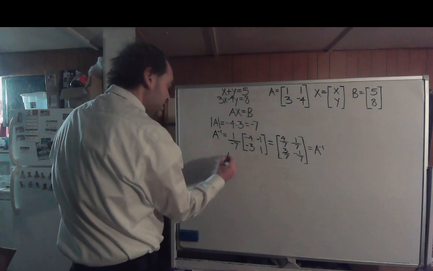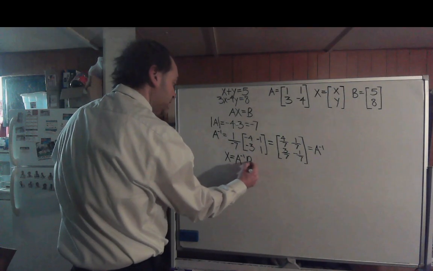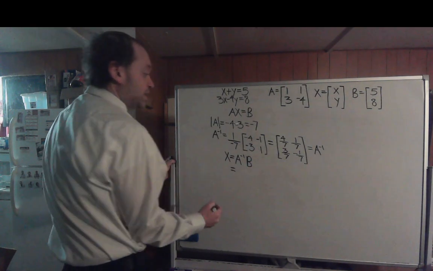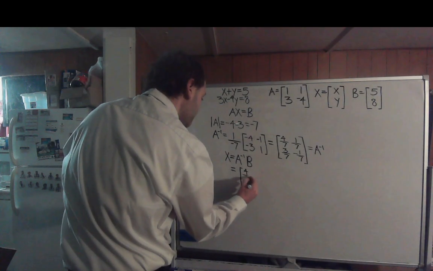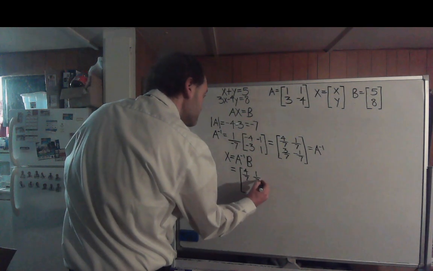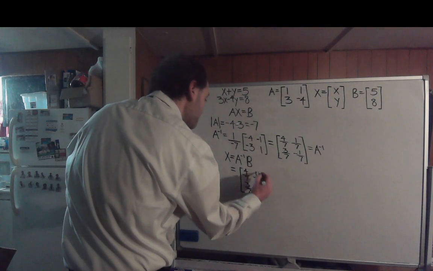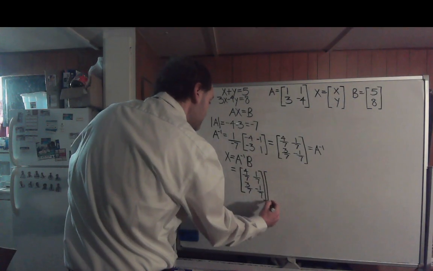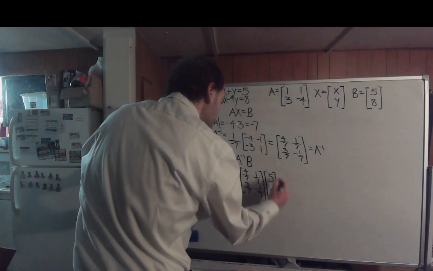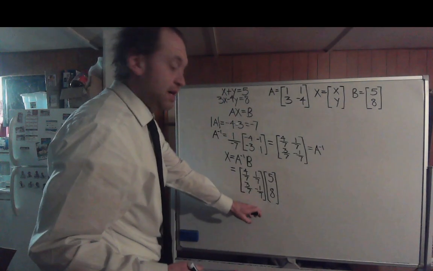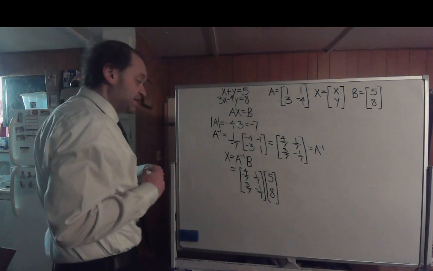Well, to find X, all you got to do is take your A inverse times your B, which is going to be, of course, this whole inverse matrix of 4/7, 1/7, 3/7, and -1/7 times your B matrix of 5 and 8. So you have a 2x2 times a 2x1. Your resulting matrix should be a 2x1, which will give you direct values of X and Y.